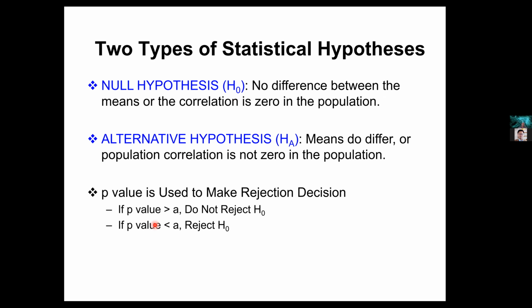Now the p-value is used to make a rejection decision. Usually the significance level we use is 0.05. If the p-value is greater, you don't reject. If it's less than 0.05, you do reject the null hypothesis.